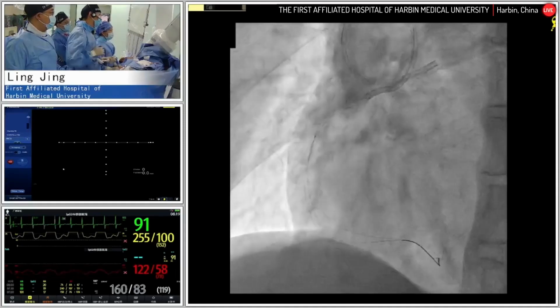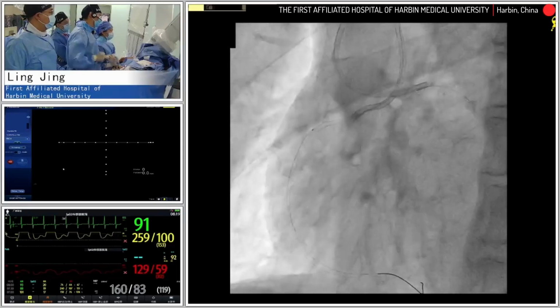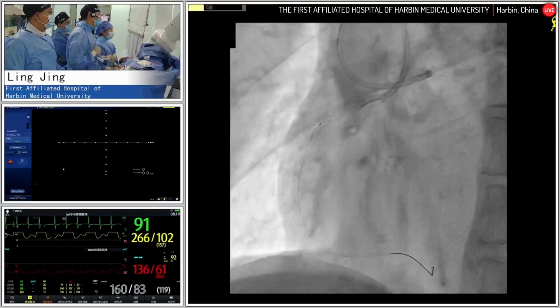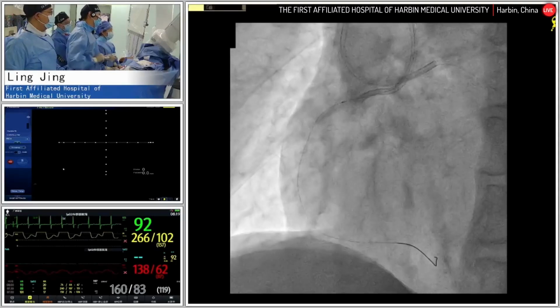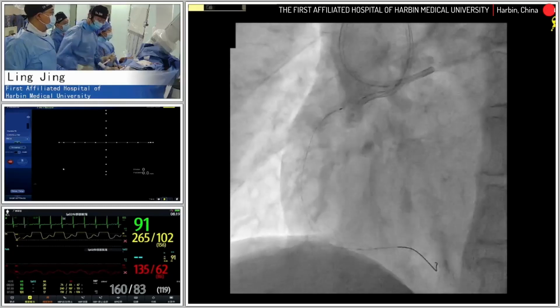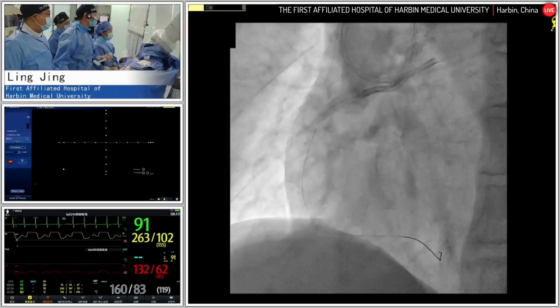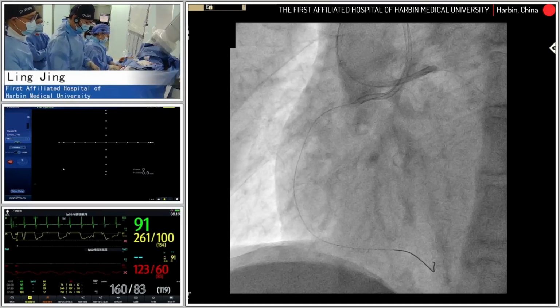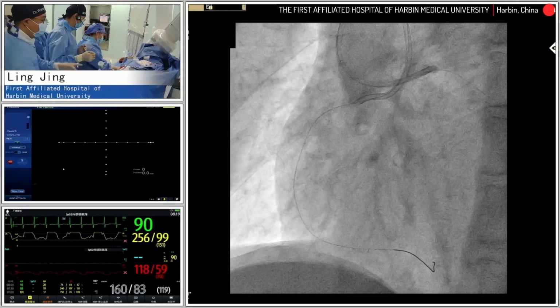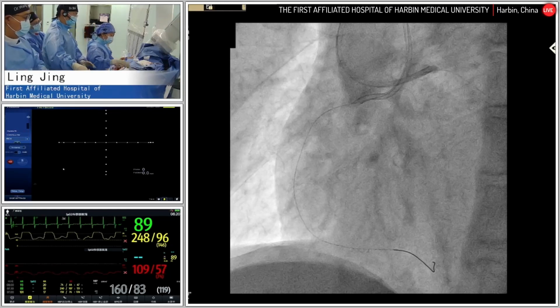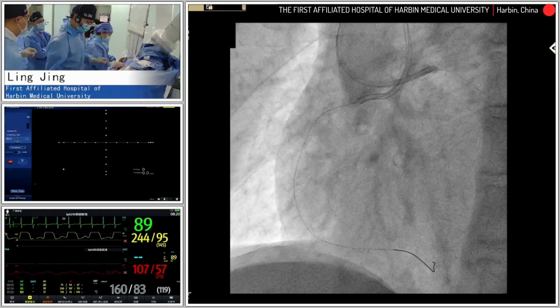And I noticed that it's hard to pass through the IVUS catheter. So it seems that this diffuse calcified plaque is associated with some high resistance in this case. And we are relatively familiar with this high resistance lesion. There are several indications for the high resistance lesion.